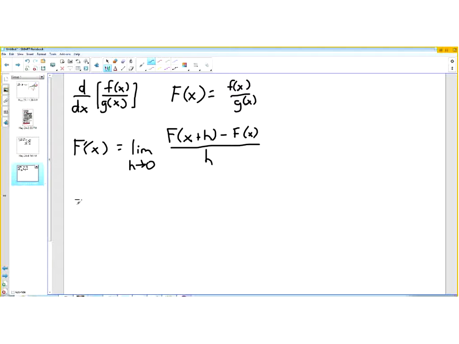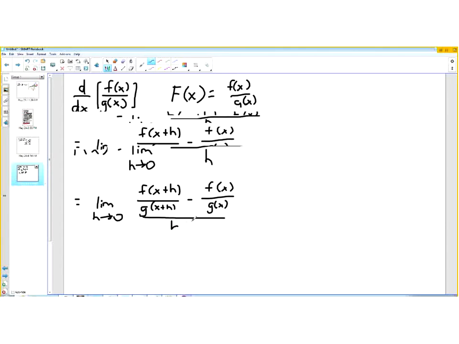And then we'll just wire in the definition for big F. So this would be the limit as h approaches 0 of little f of x plus h divided by little g of x plus h minus f of x over g of x, okay, all over h. So now we have to process this.